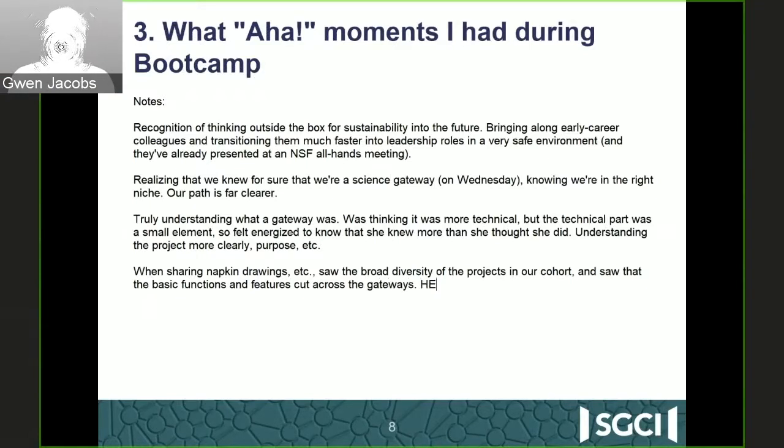So I was just really struck with, we were such a diverse group in terms of how we were coming at this problem and who our stakeholders were and what our business models were. But what really came through was those basic functions that gateways are supposed to do and how common those were across our projects. That was really surprising for me.